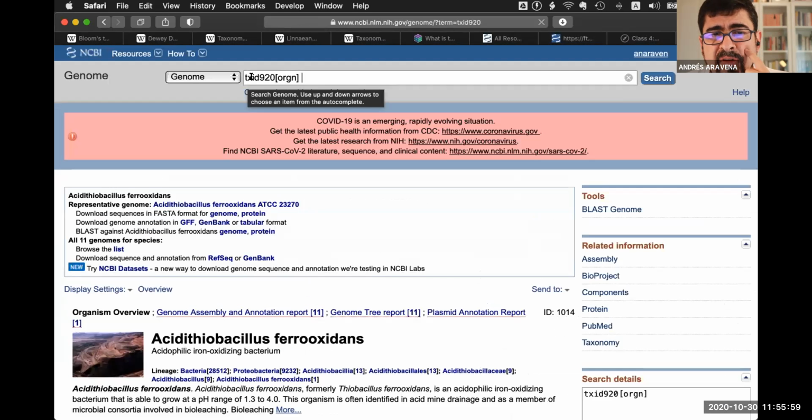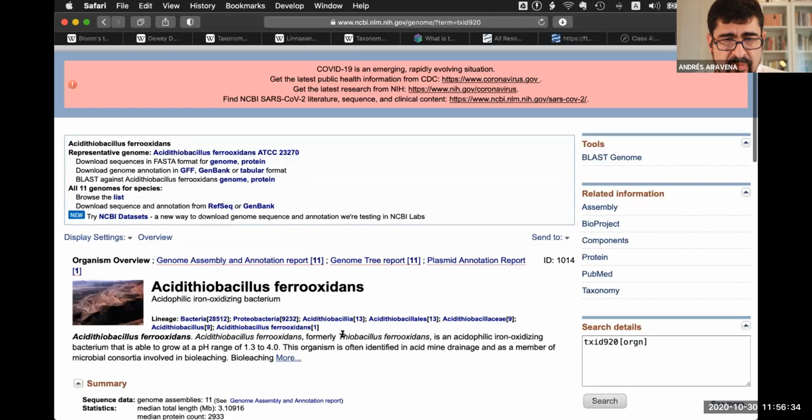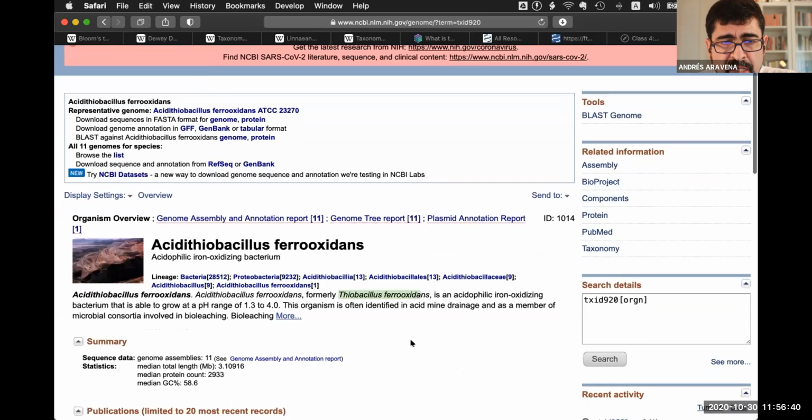So you see, when I put TXID and a number, it's another way to declare an organism. In other words, if you look for genus or species, you can use the common name, the scientific name, but also an ID. And IDs tend to be more stable. The name can change, but the node will be the same. Any last minute question? Look, ferroxidans, formerly Thiobacillus ferroxidans. The name changed with time.